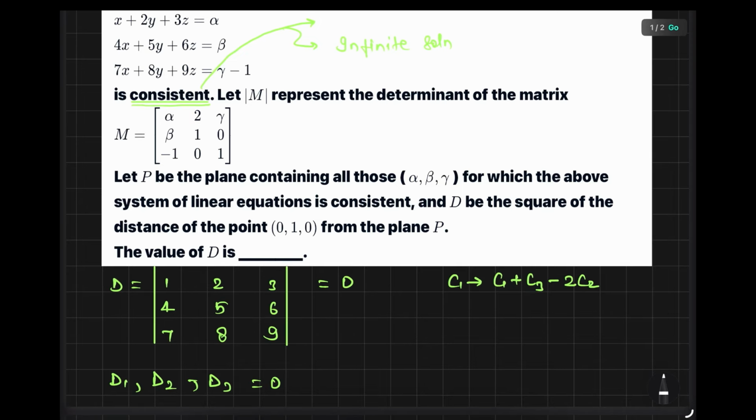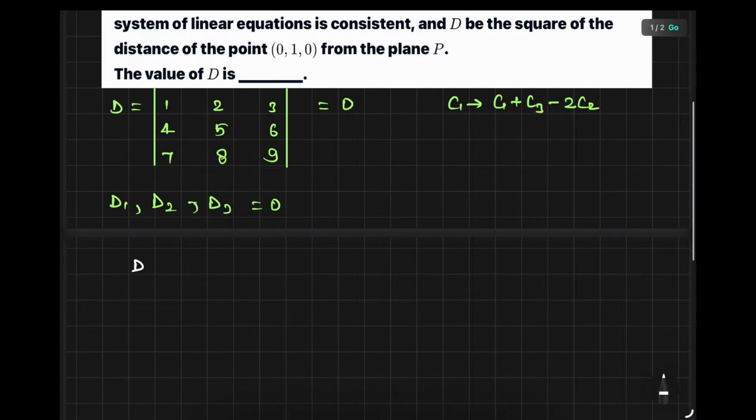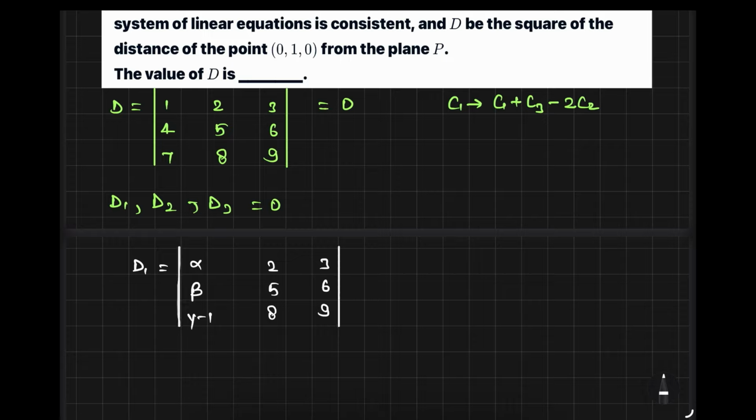So d1 is alpha, beta, gamma minus 1, and then we have 2 5 8, 3 6 9. To simplify this I will open this determinant along this column. So it is alpha times (45 minus 48).